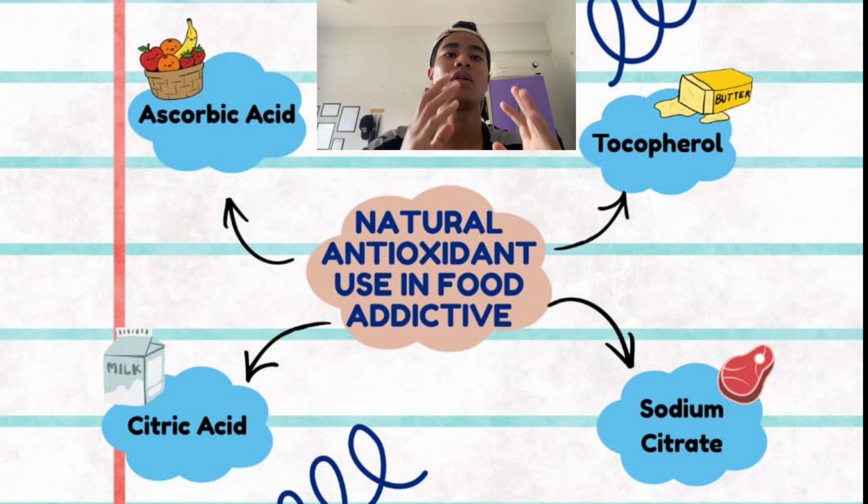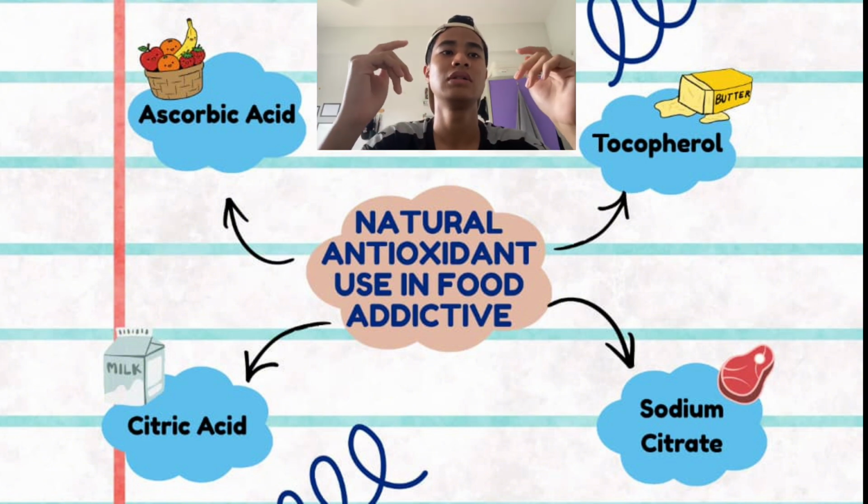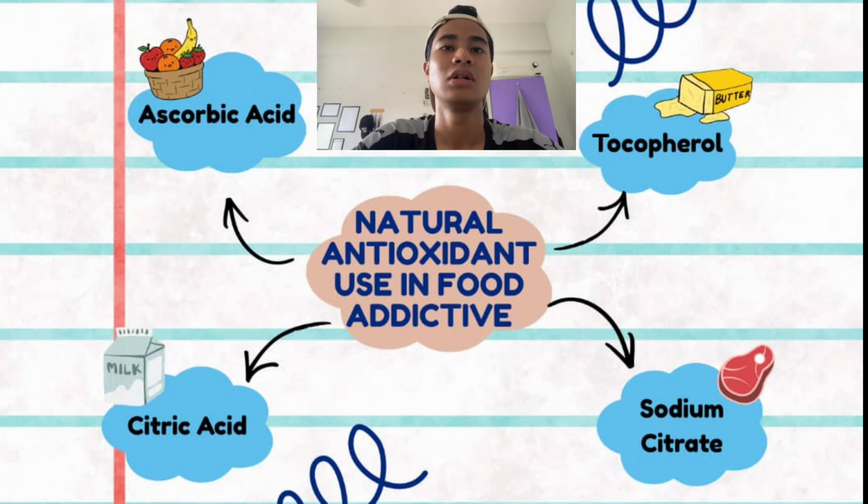And the third one is citric acid. Citric acid is a weak organic acid found naturally in citrus fruit, used as a flavoring, preservative, and coloring agent in food. And also it is a key intermediate in the citric acid cycle in all aerobic organisms. It appears as a colorless crystalline solid and is highly soluble in water. And also it is produced industrially through fermentation. For example, milk uses citric acid as an antioxidant.